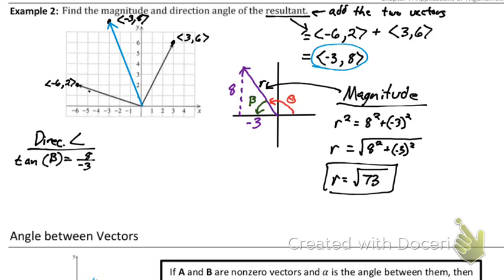A little hint, your y value is always going to be on top. Tangent of beta is always going to equal y over your x value. All right, I can't solve for tangent, so we have to take the tan inverse of both sides, and beta is going to equal the tan inverse of negative 8 over 3. And I got out about negative 58 degrees.